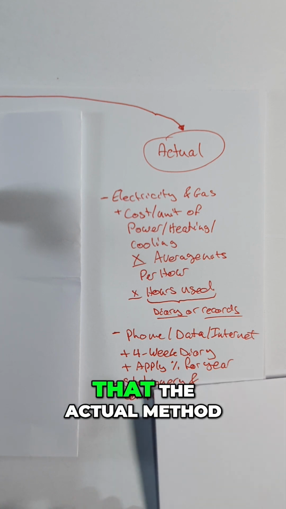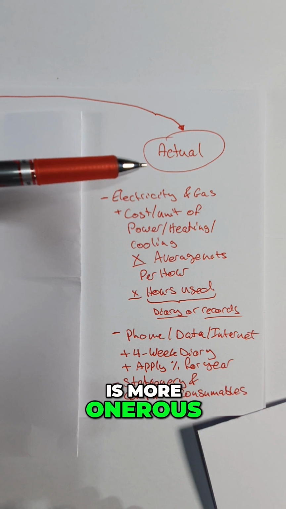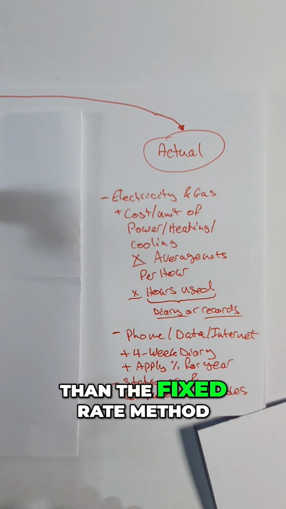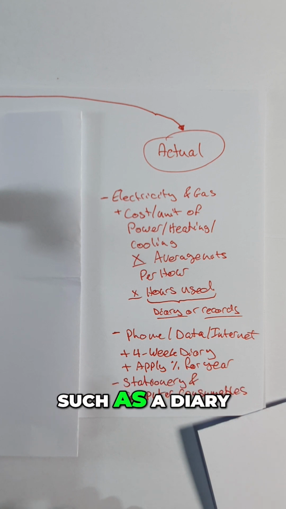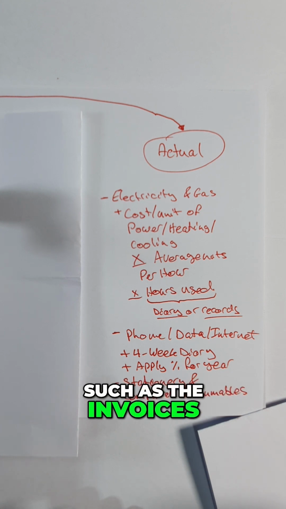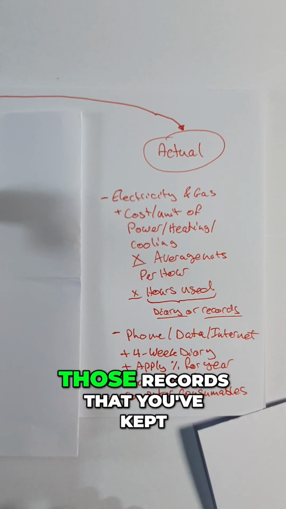So you can see that the actual method is more onerous than the fixed rate method. You need to keep more information at hand, such as a diary, such as the invoices, and you've got to apply that usage percentage to those records that you've kept.